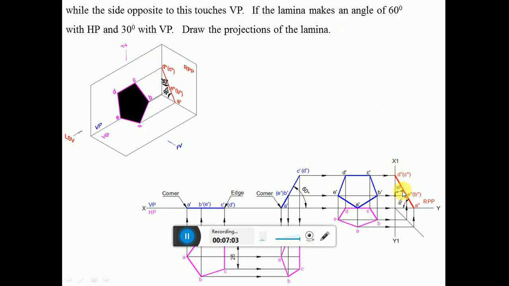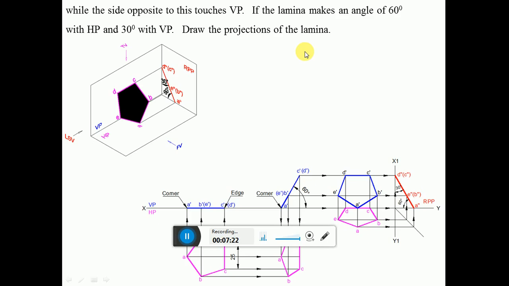You can see here the 30 degrees in the profile view, that 30 degrees is here, which is also inclined to VP. Similarly, it is inclined at 60 degrees to HP. So that is how we will be able to solve this particular problem of the pentagonal lamina, which is inclined to both HP and VP.